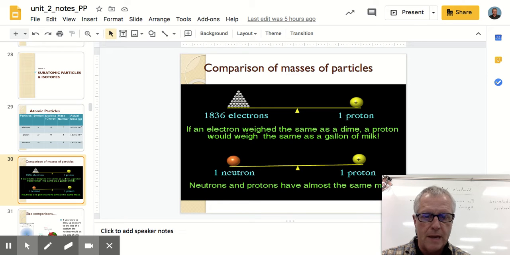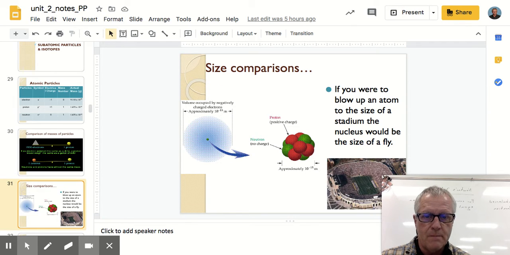This is a slide that shows this idea. However, it shows also that neutrons are slightly larger than protons. Okay, so we'll move on.